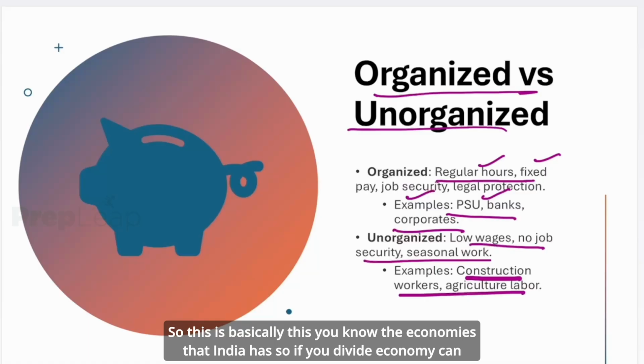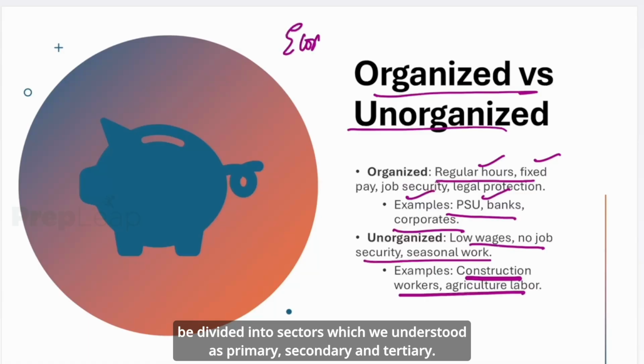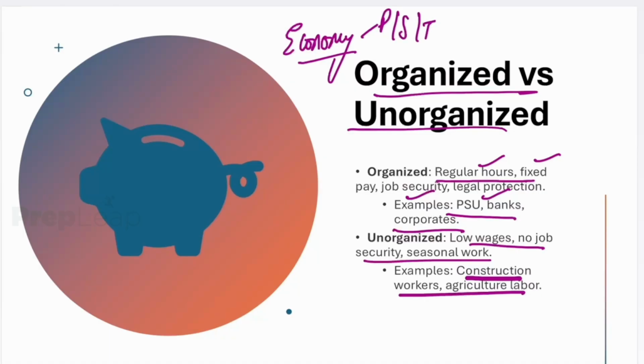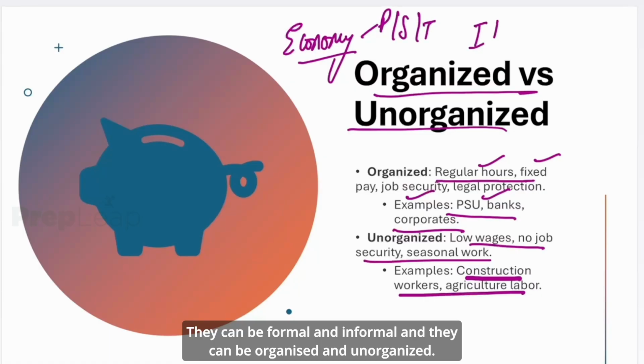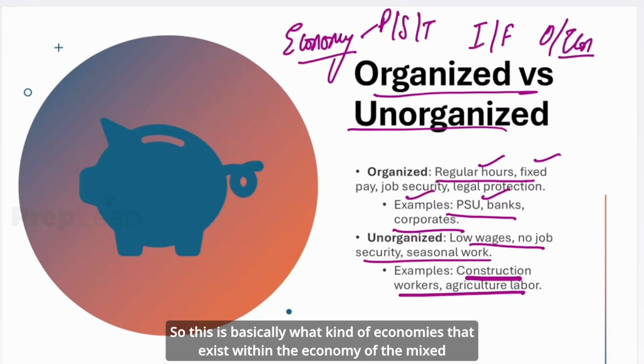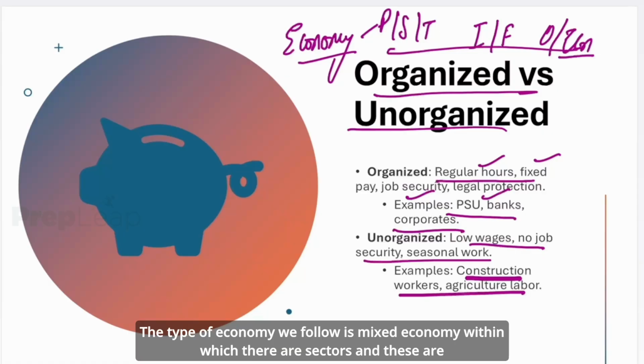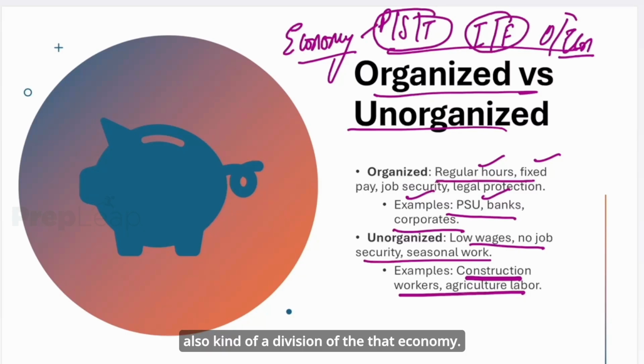So the economy can be divided into sectors, which we understood as primary, secondary, and tertiary. They can be formal and informal, and they can be organized and unorganized. So this is basically what kind of economies exist within the mixed economy that we have. The type of economy we follow is a mixed economy, within which there are sectors, and these are also a kind of division of that economy.